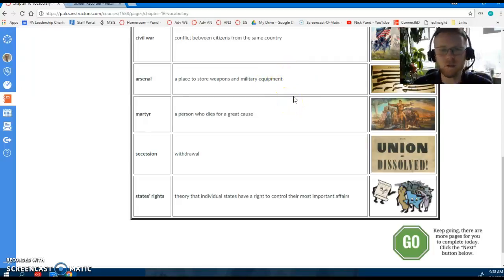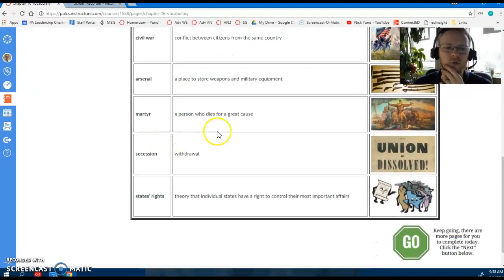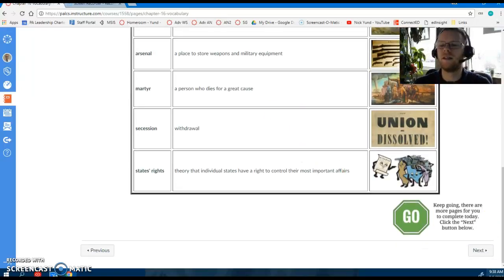Secession, withdrawal, a different context of the word secede. And states' rights, the theory that individual states have a right to control their most important affairs as opposed to the federal government. So that's it.